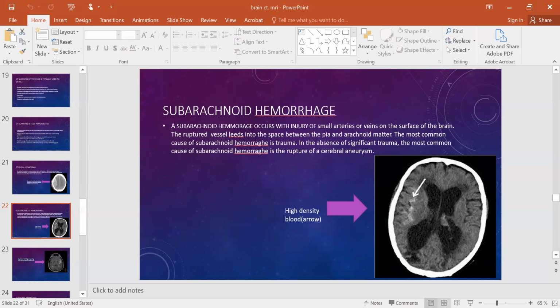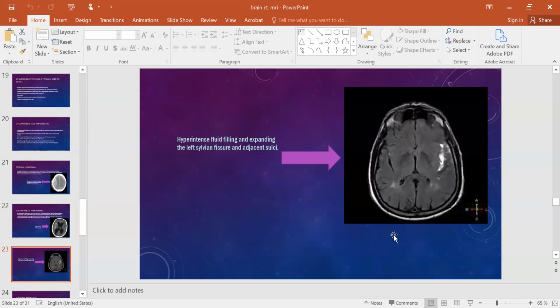Again, we have here axial plane of computed tomography, soft tissue window or brain window, and we see some hyperdense areas inside the brain. Magnetic resonance imaging of the brain, axial plane. Again, here we have hyperintense areas inside the brain.